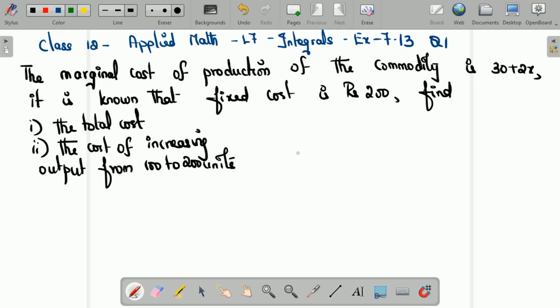So first let's note down what is given to you. The marginal cost MC is equal to 30 plus 2x. Now we need to find out the total cost. We are marking the total cost with a function C of x. So this is going to be nothing but the integral of MC dx.